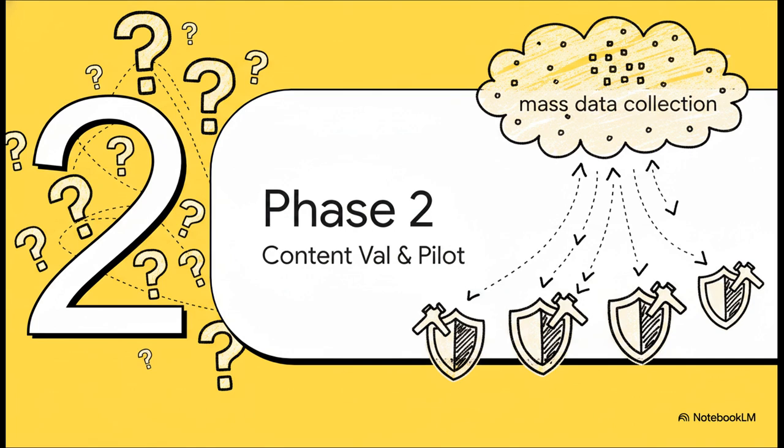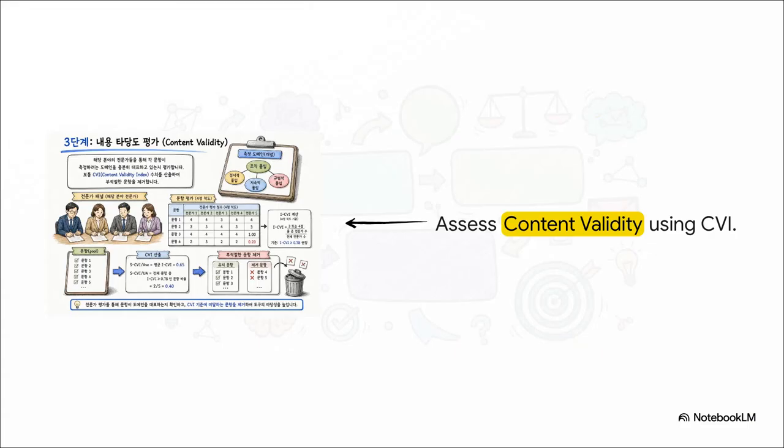Right, on to phase 2, content validity and pilot. This phase is all about laying a totally flawless foundation before we go out and collect mass data. So, step 3 is where things get really crucial. We use a panel of experts to calculate the Content Validity Index, or CVI. This is where we shift from subjective opinions to hard math. We literally ask multiple experts to rate every single question on a 4-point scale based on how relevant it is to the core concept. Then we calculate the CVI.